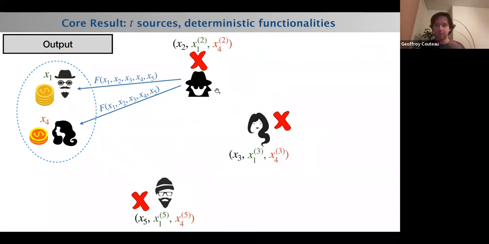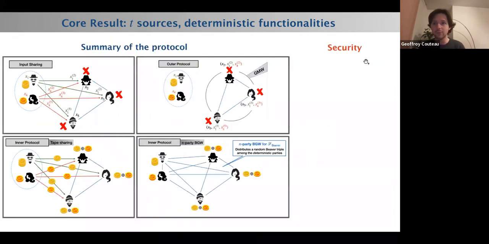So the deterministic parties use GMW. They do everything among themselves, but whenever they need a Beaver triple, they go back to the sources, they run a BGW protocol all together, and at the end of this BGW protocol, they get a Beaver triple, and they can use this Beaver triple in GMW. They do that until they get the output, and then they send the output back to the sources.